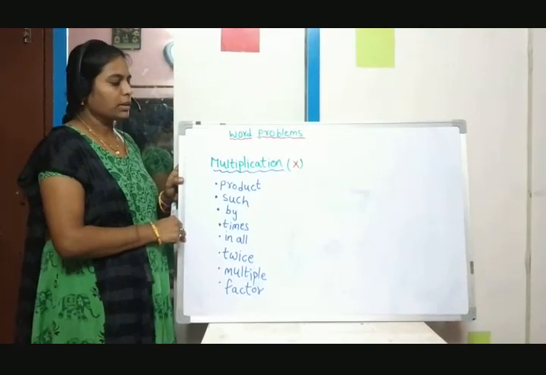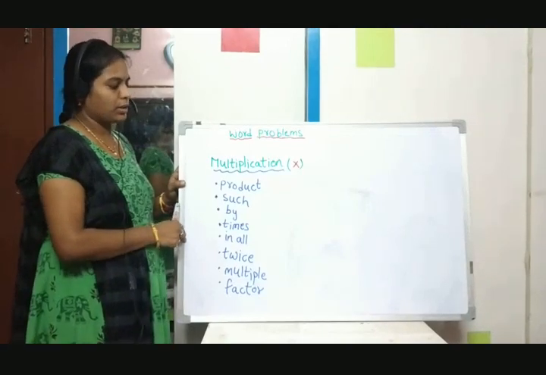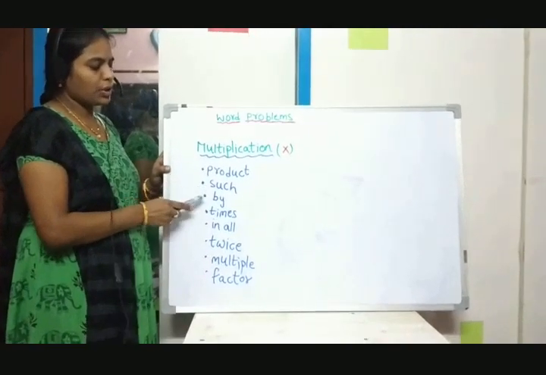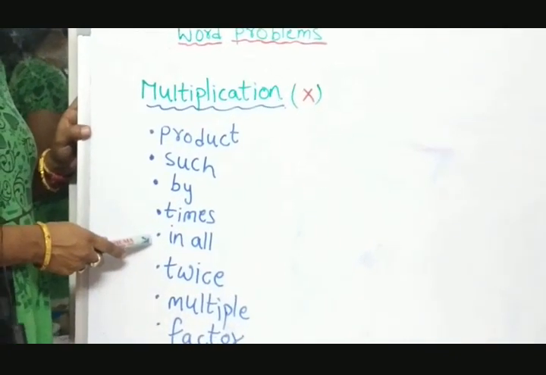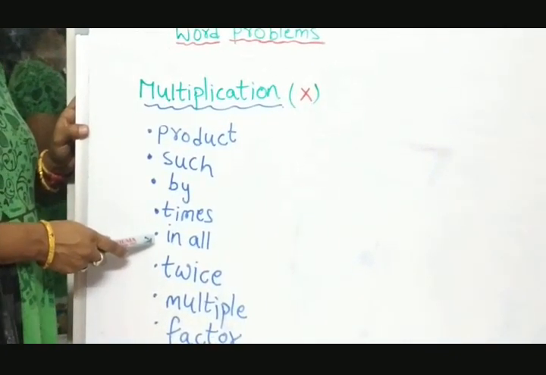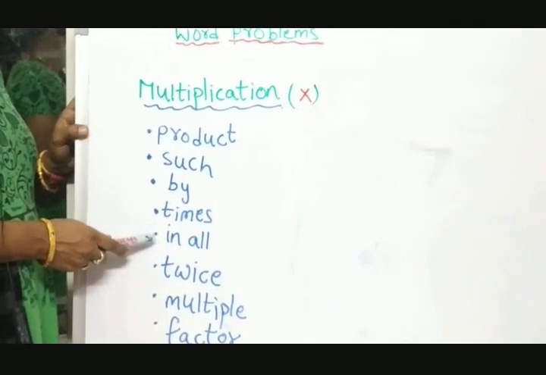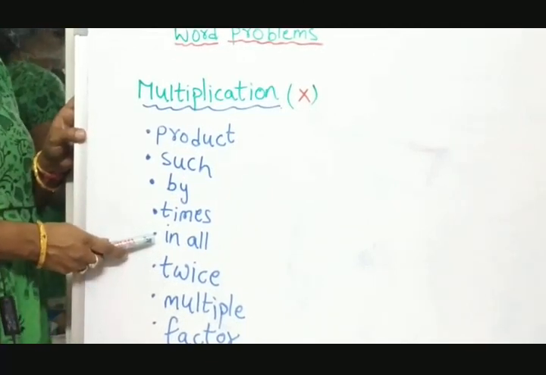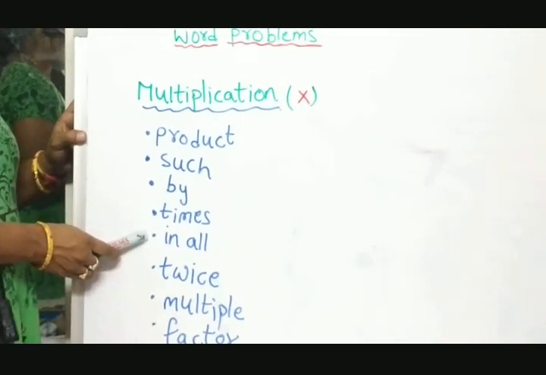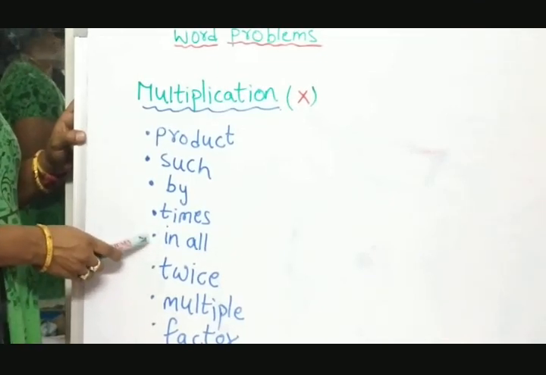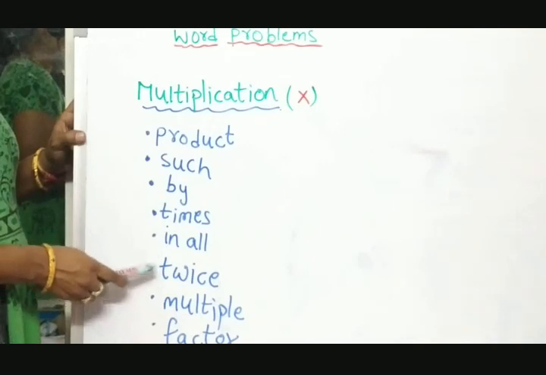Now let us recall the keywords for multiplication. Product, search, buy, times, in all. In all is the keyword which we already learned for addition. But the same keyword is used for multiplication also, as multiplication is nothing but repeated addition. So we use in all also for multiplication.